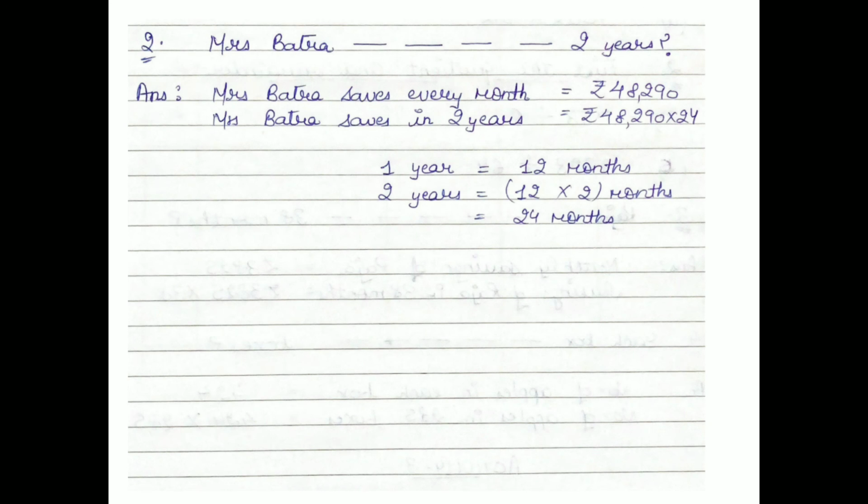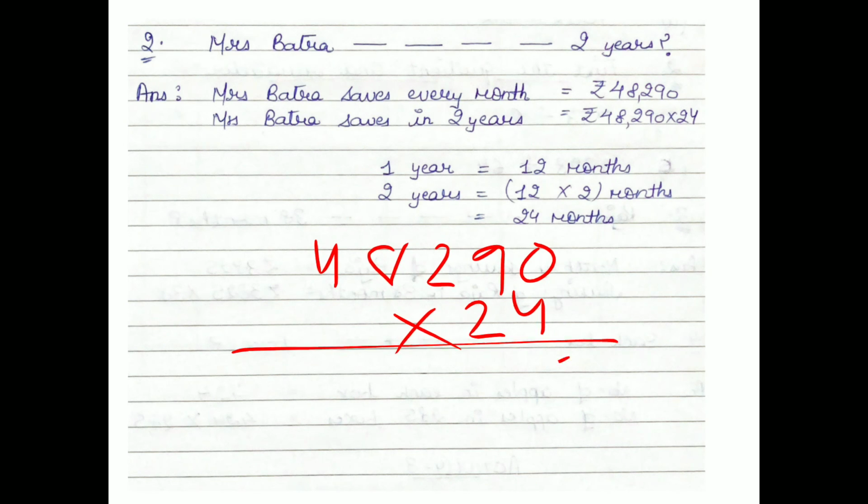So see how we do. Mrs. Batra saves every month. Every month in 1 month she is saving this much money. You have to tell how much money she saves in 2 years. So you have to multiply with 24 because 1 year is having 12 months and 2 years having 24 months. So 48290 multiply by 24. Firstly 0.